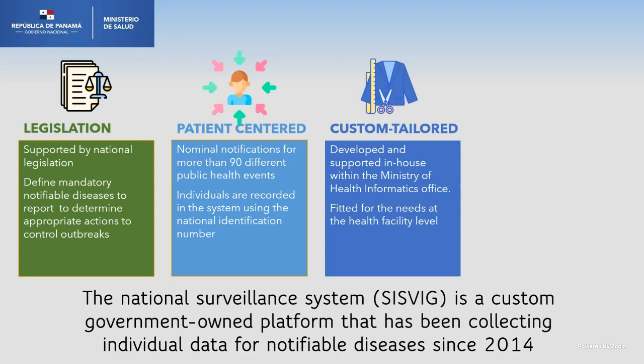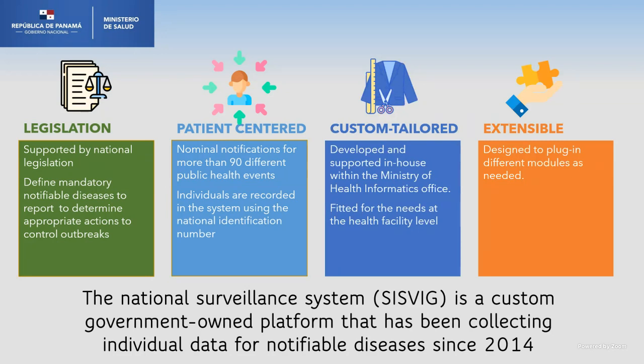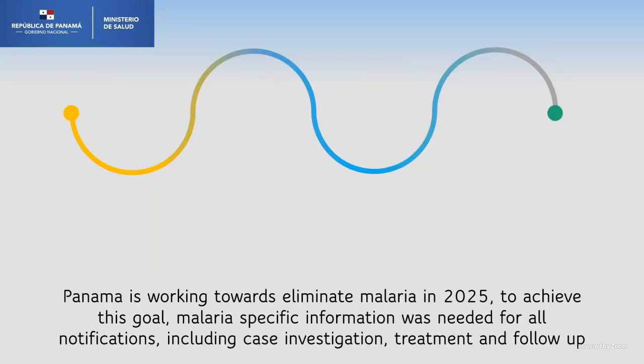It's custom tailored. It was developed and supported in-house within the Ministry of Health Informatics Office. So it fits the needs at the health facility levels in the Ministry of Health, and it's extensible. It was designed to plug in different modules as needed. That's an opportunity that we took advantage of to build the malaria-specific information module, since the country is working toward eliminating malaria in 2025. They needed a lot more information than the basic one in the SISBIC system. So they needed to include case investigation, treatment, follow-up, and a lot more information.